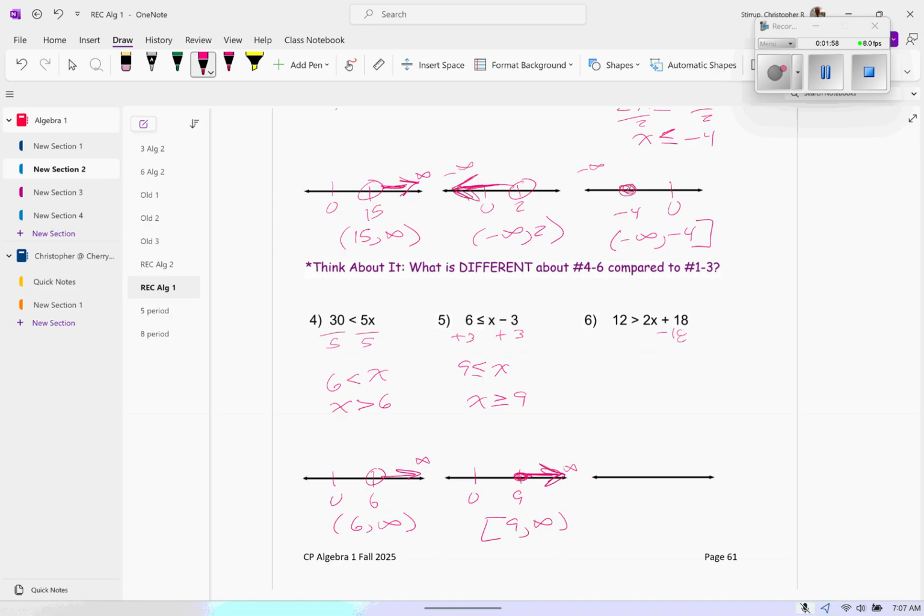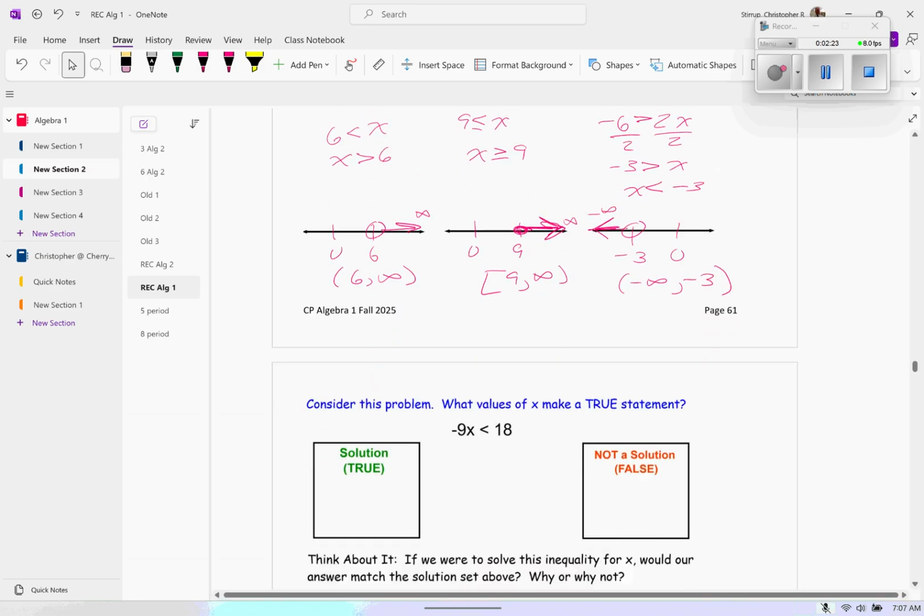This one, I'm going to subtract 18 from both sides first. So that's going to give me negative 6 is greater than 2x. Divide each side by 2. So negative 3 is greater than x. So flip it over, including the sign. So I have an open dot here, and I'm going to shade to the left. That's pointing to negative infinity. So read it left to right, negative infinity to negative 3. Soft bracket on the 3 because I don't have the equal sign.